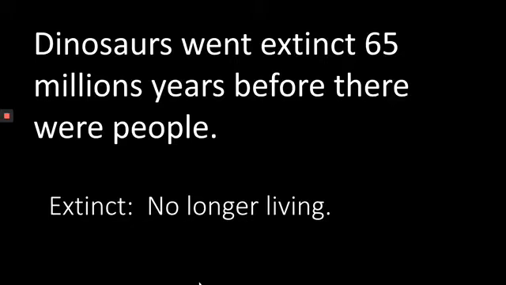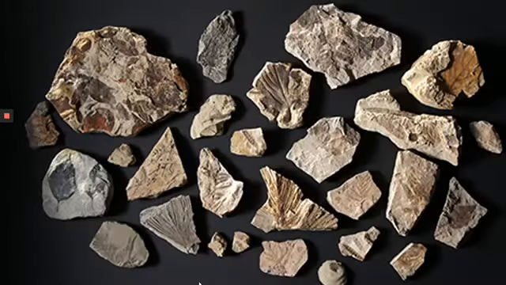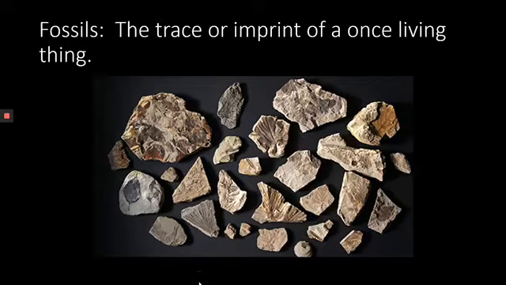If that's the case, then how do we know about them? Scientists learned about dinosaurs by studying these. And these are fossils. Fossils are the trace or imprint of a once living thing. It can be a plant or an animal, dinosaurs, or creatures from the sea. So, how are fossils created? There's more than one way, but here's one of them.